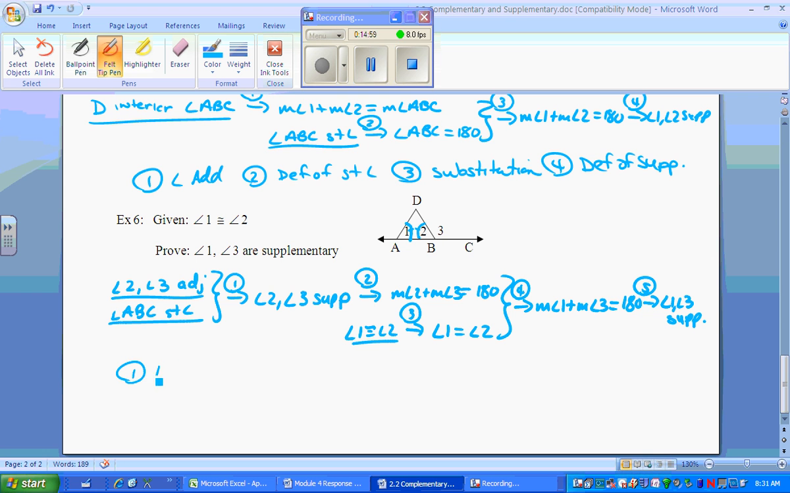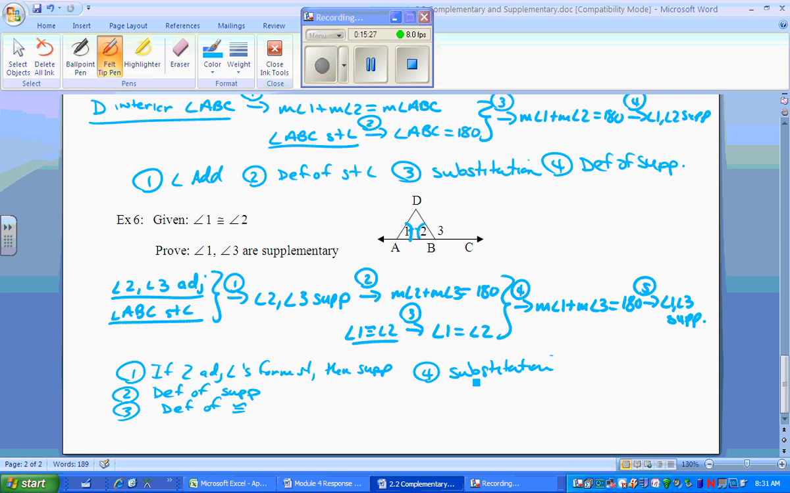What are the reasons? Reason 1 was if two adjacent angles form a straight angle, then supplementary. Number 2 was definition of supplementary. 3 is definition of congruent. 4, substitution. And 5, once again, definition of supplementary.